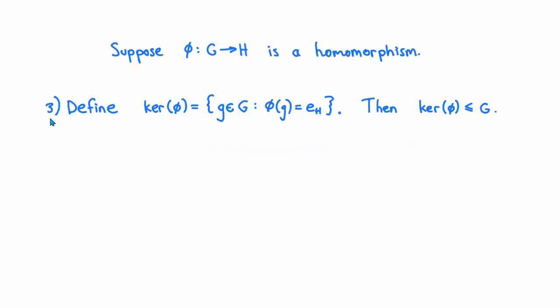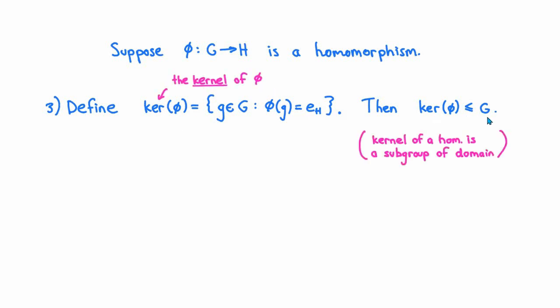Next we come to property 3, which is also a very important property. What it says is that if phi is a homomorphism from G to H, then if you collect together the collection of all g's in G which map to the identity element in H, then that set, which is called the kernel of the map phi, is always a subgroup of the group G. In other words, to say this concisely, the kernel of a homomorphism is always a subgroup of the domain.